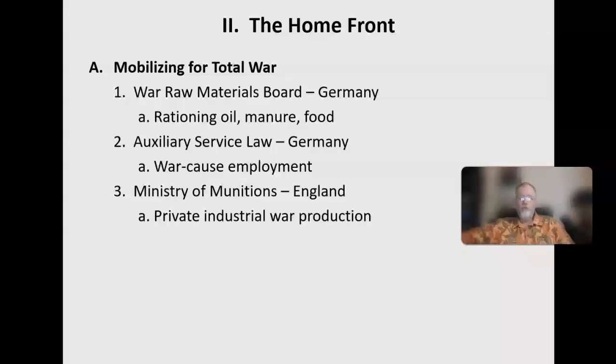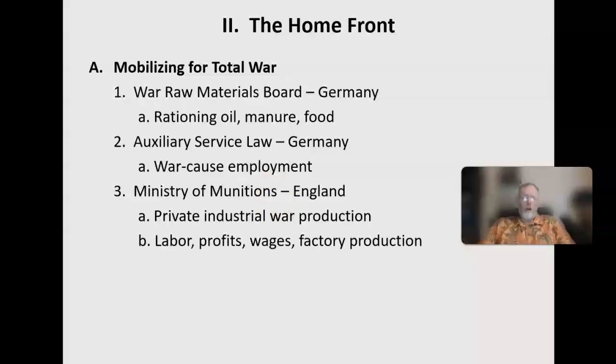Ministry of Munitions. Munitions is explosives, bombs, bullets, anything that has gunpowder, explosive, things like that. They controlled labor, profits, wages, any type of labor disputes, factory disputes. They controlled who you could hire, how many people you could hire, when you could hire people, and you could only produce things for the boys on the front.